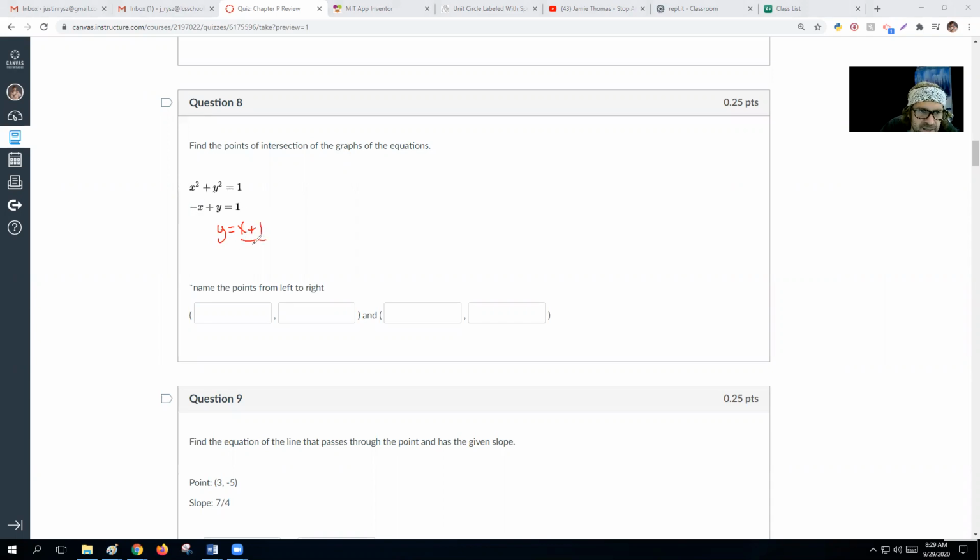Now what we're going to do is take that y value and replace it in the top equation here. So I get x squared plus (x plus 1) squared equals 1. Or x squared plus (x plus 1) times (x plus 1) equals 1. So we have to FOIL this. So x squared plus x squared plus x, and then on the inside is another x, and then plus a 1 equals 1. So we get 2x squared plus 2x plus 1 equals 1.